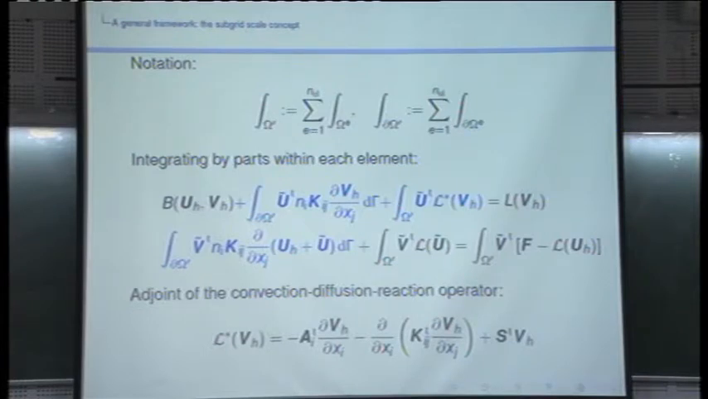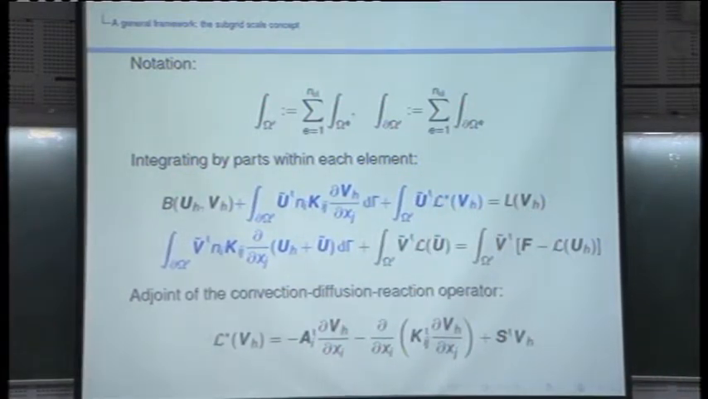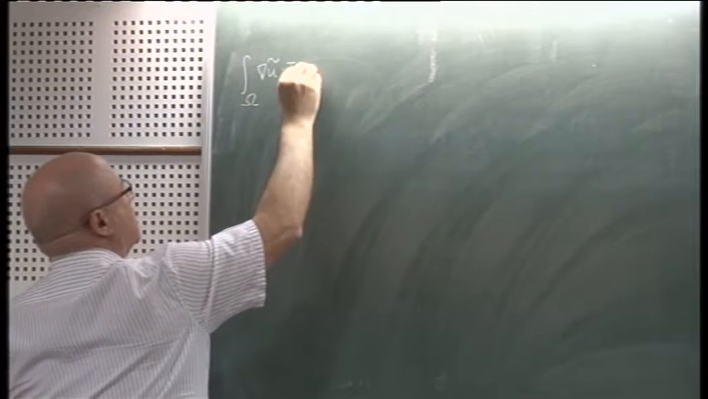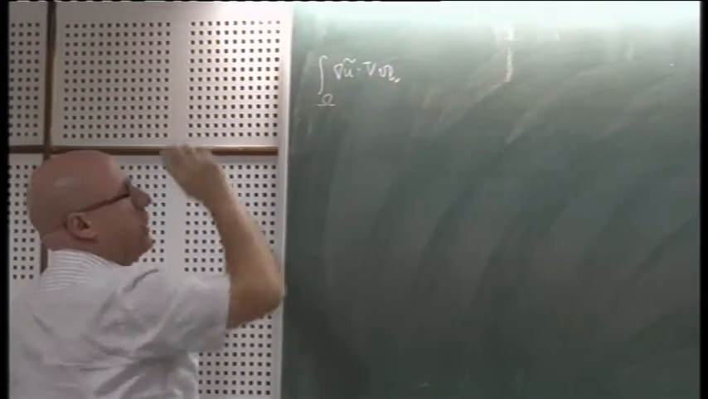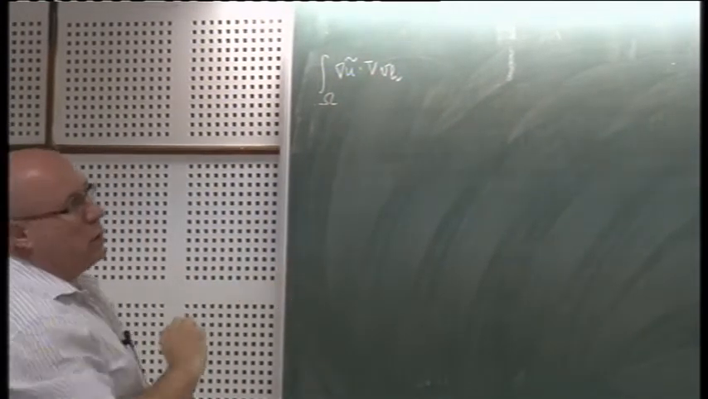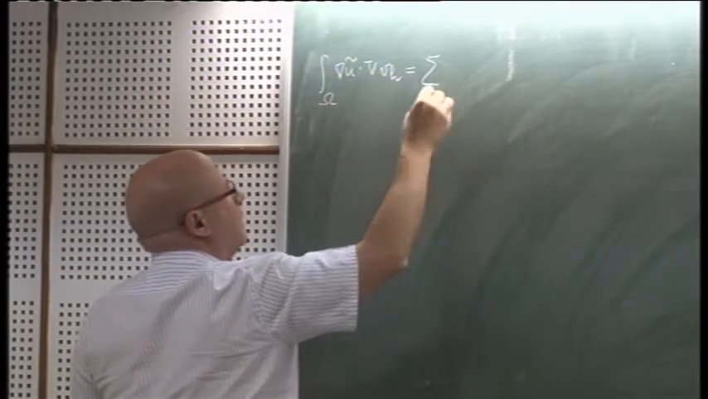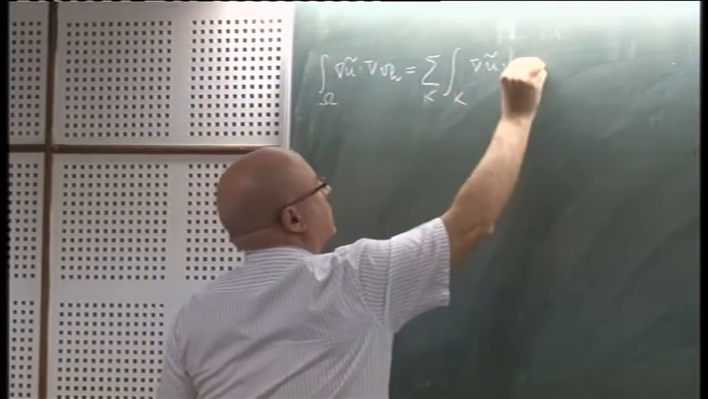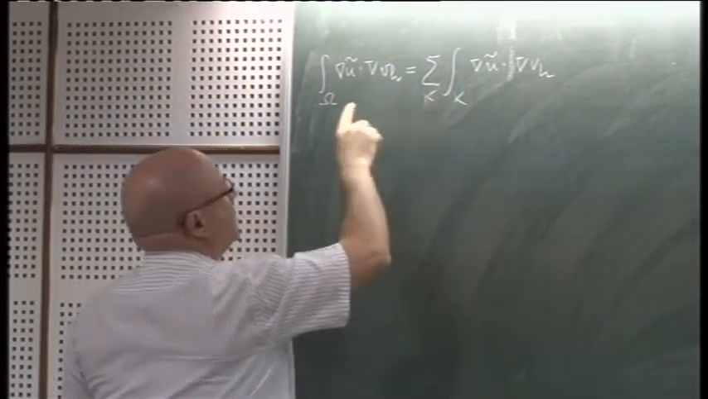Okay, but let me stress that this is exact. Why is this exact? Let me do it for a scalar equation. I haven't done any approximation here. Remember, we had the integral over omega of gradient of u tilde, for example, for the viscous term, dot gradient of VH. That's the type of term that we have to deal with, for the convection-diffusion equation with K, whatever. The only thing I've done is I have written that as the sum for all the elements, the integral over the elements of gradient of u tilde dot gradient of VH. This is exact, because the integral is additive.